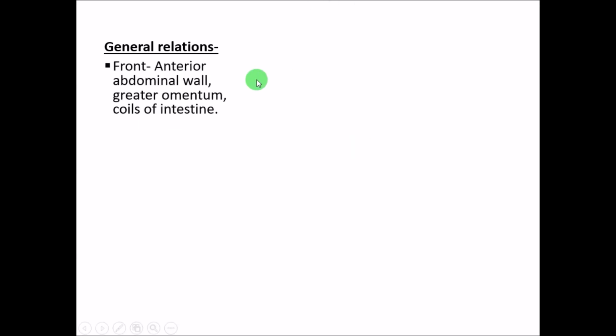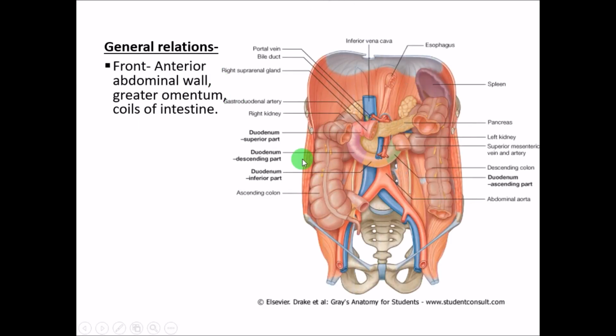Okay, then we have the coils of the intestine itself, especially the small intestine. The coils of the small intestine will be covering anteriorly. So these are the structures which form the anterior relation: the anterior abdominal wall itself, the greater omentum, as well as the coils of the small intestine.